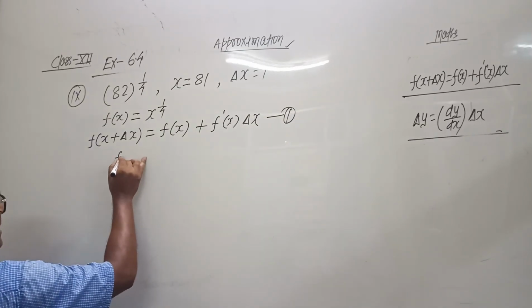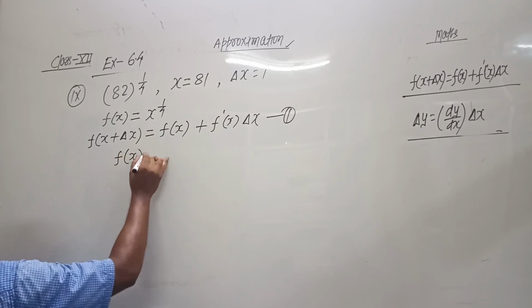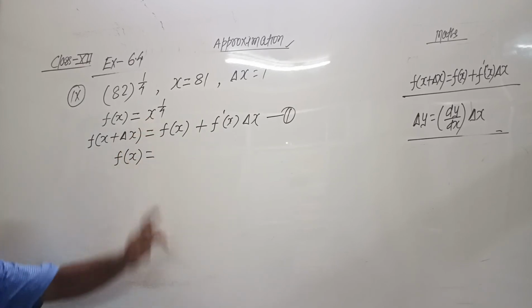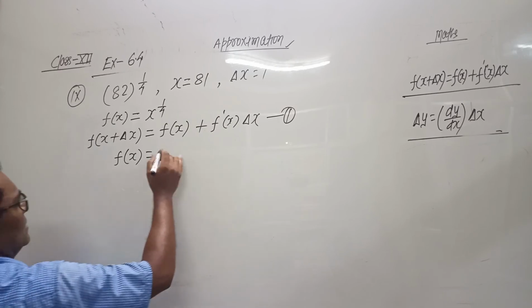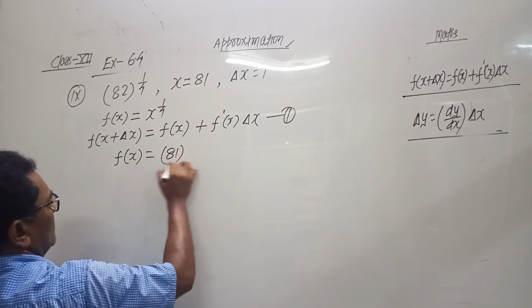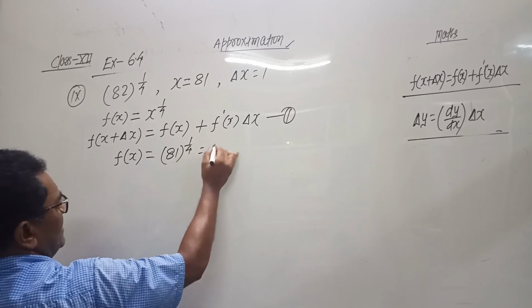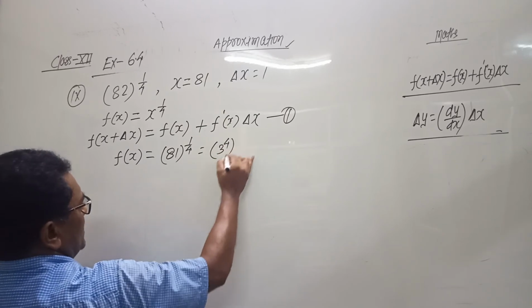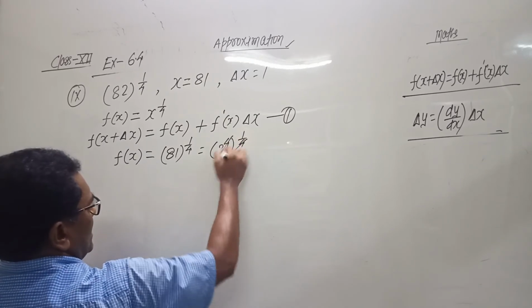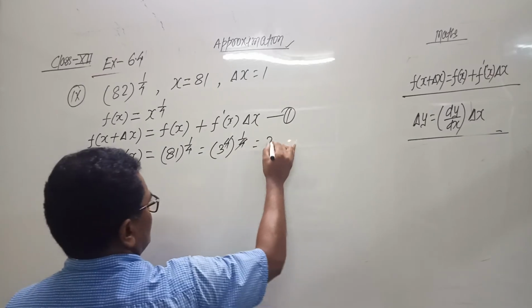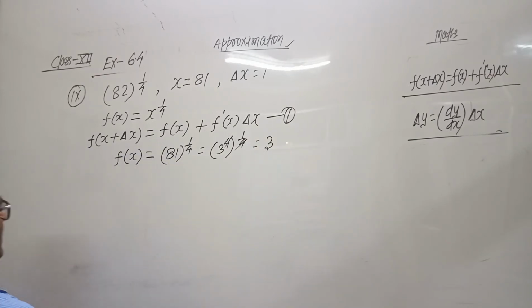We have to calculate f of x. Put the value of x equals 81. So 81 raised to the power 1 by 4. 81 is written as 3 raised to the power 4, raised to the power 1 by 4. It gives the value as 3.